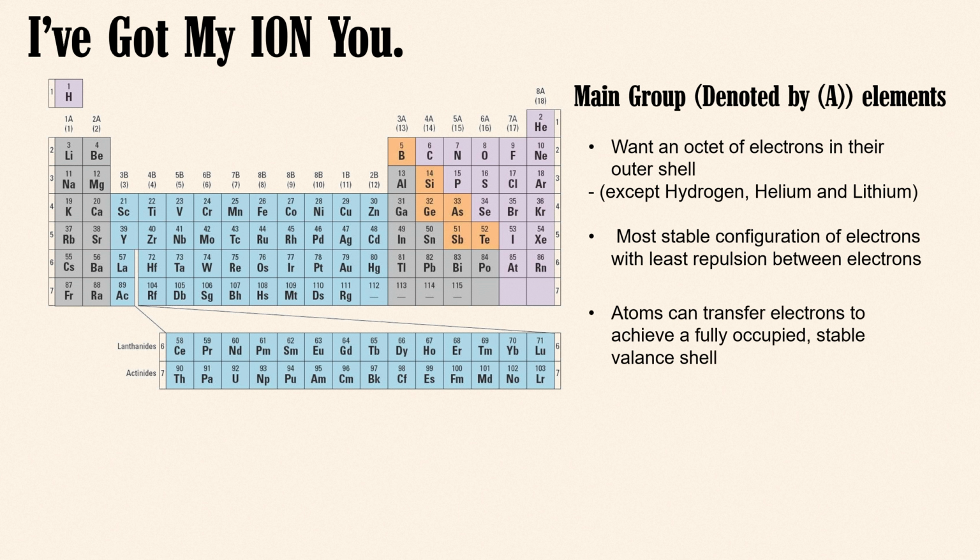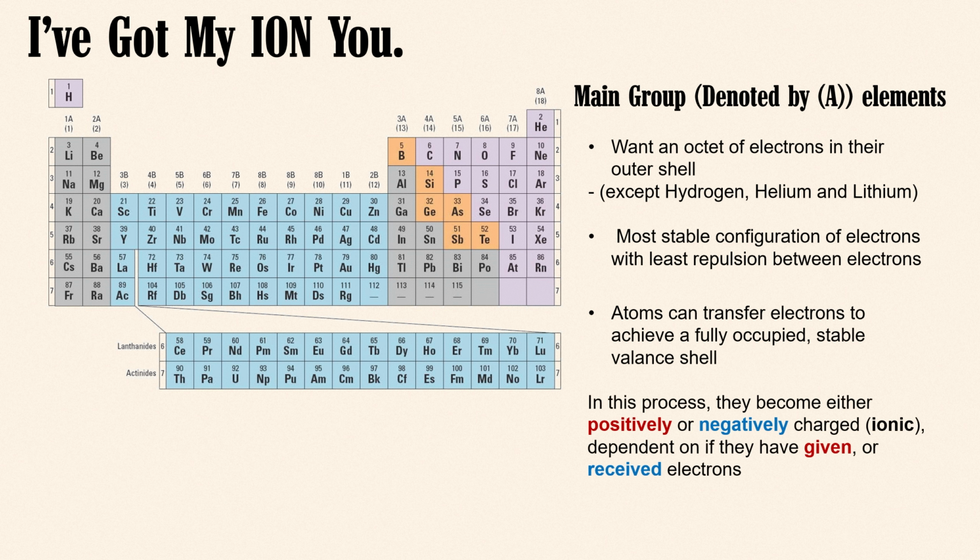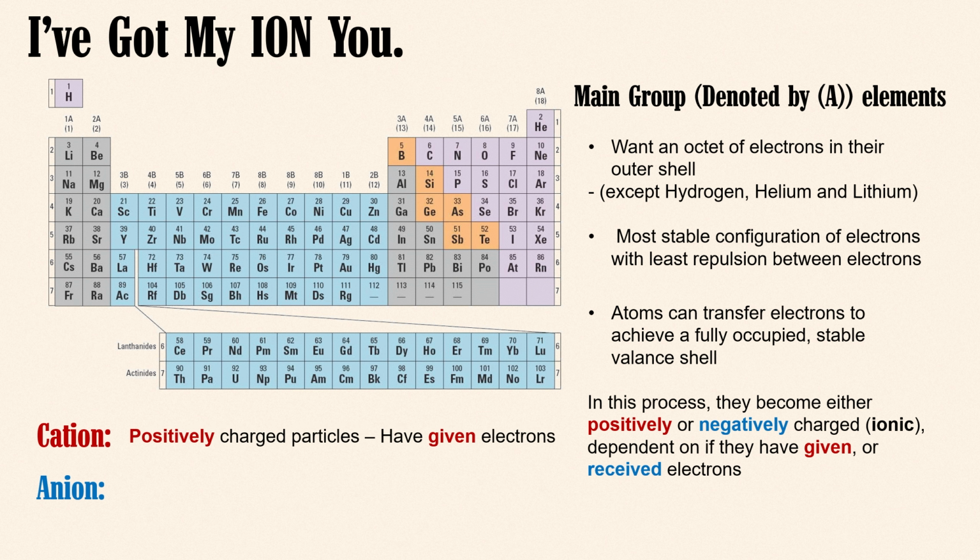Atoms are capable of transferring electrons between each other to achieve a fully occupied stable outer shell. In this process, they become either positively or negatively charged, dependent on if they have given or received electrons. Once an atom has a charge, it is then referred to as an ion. This can be further subdivided into 2 types of ions, being cations and anions. If an atom has given an electron or multiple electrons and become positively charged, it is referred to as a cation. Contrastingly, if an atom has received electrons and become negatively charged, then it's an anion.